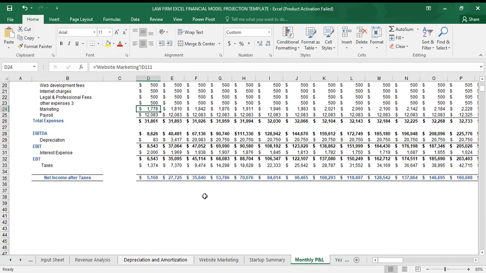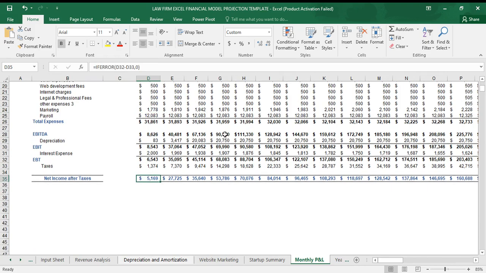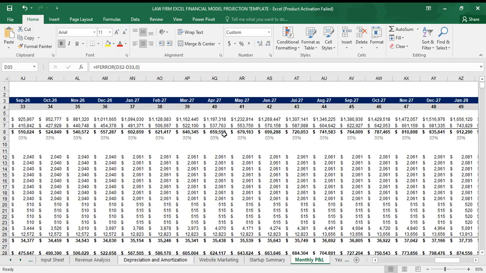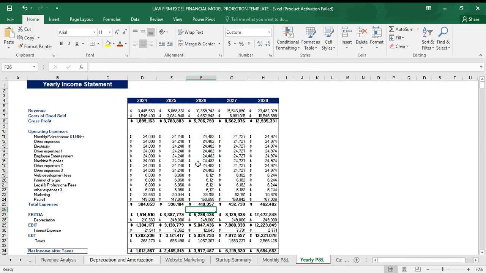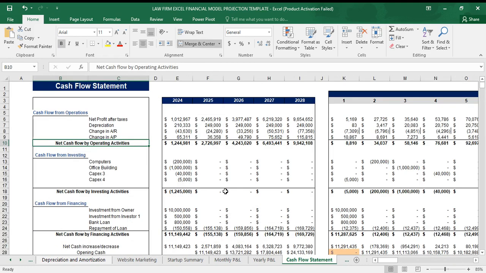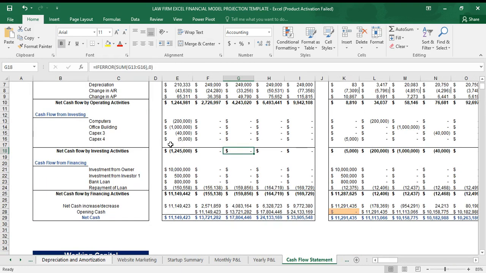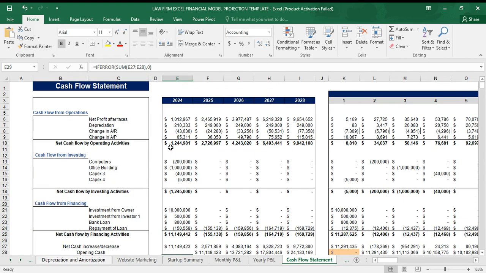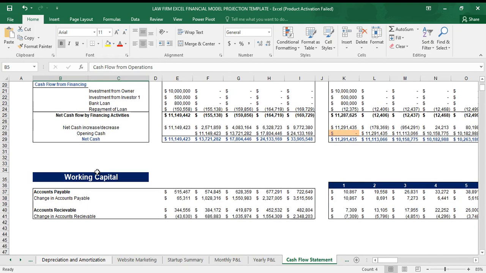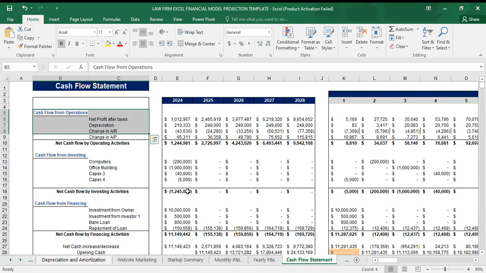This is a monthly income statement calculating the net profit on a monthly basis, and then we have used these figures to calculate net profit on a yearly basis in this yearly income statement. And then the next sheet is about the cash flow statement. Here we have calculated the net cash figures for each year and for each month, and we have highlighted the major cash flows arising from the operating, financing, and investment activities of the business.